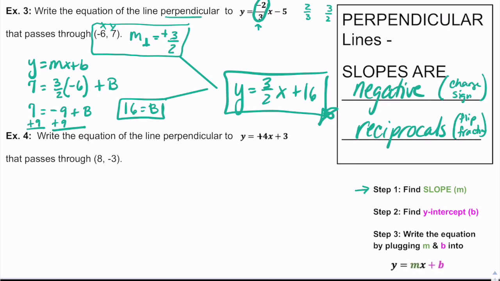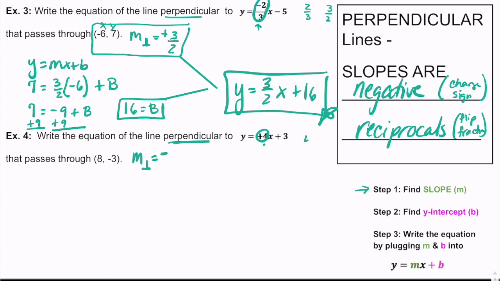Okay, on example 4, we have y = 4x + 3, and we need a line that's going to be perpendicular to that and also passes through the point (8, -3). So the first step is to find the slope that we need, and remember we're trying to find the slope of the perpendicular line. So really we're looking for the negative reciprocal. Now this slope is 4. Since this is a positive 4, for the negative reciprocal we need a different sign. We have to change the sign. So if the original slope is positive, our perpendicular slope is negative.